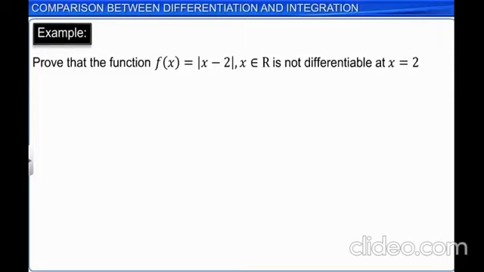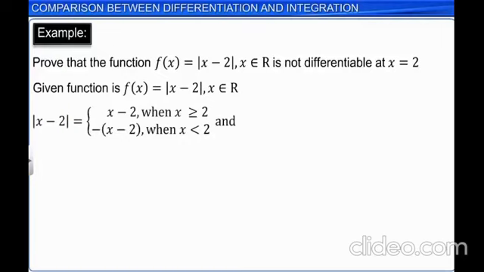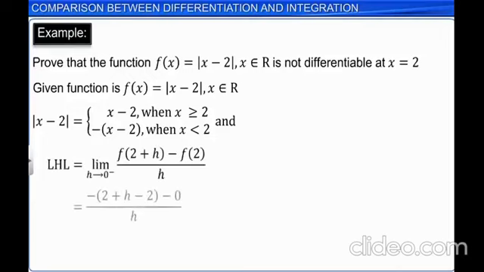Let's prove it. This is the given function. We know that modulus of x minus 2 is equal to x minus 2 when x is greater than or equal to 2, and is equal to minus of x minus 2 when x is less than 2. Now, let's see whether the function is differentiable at x is equal to 2. Consider the left-hand limit. It is equal to minus 1. On evaluating the right-hand limit, we get it equal to 1.